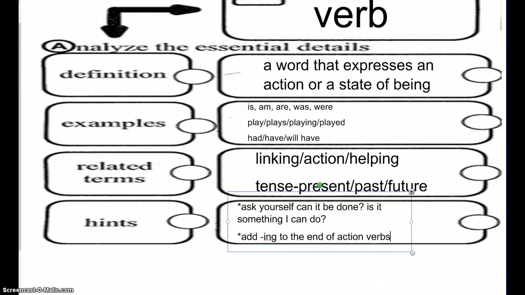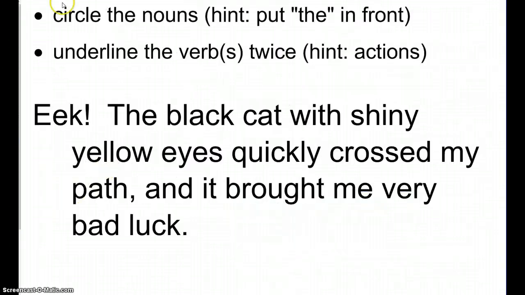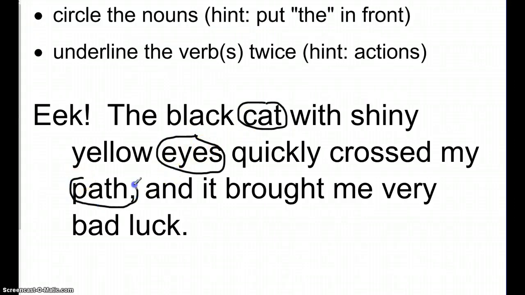And so we actually had a sentence that we went through and practiced all of this. Here it is. We remembered from the last time that we did this our nouns, which were cat, eyes, and our check was that we could put the in front of it. The cat, the eyes, the path, the luck. And so in looking at our verbs, we said, well, what's an action? What's something that I could do or that I could see someone doing?